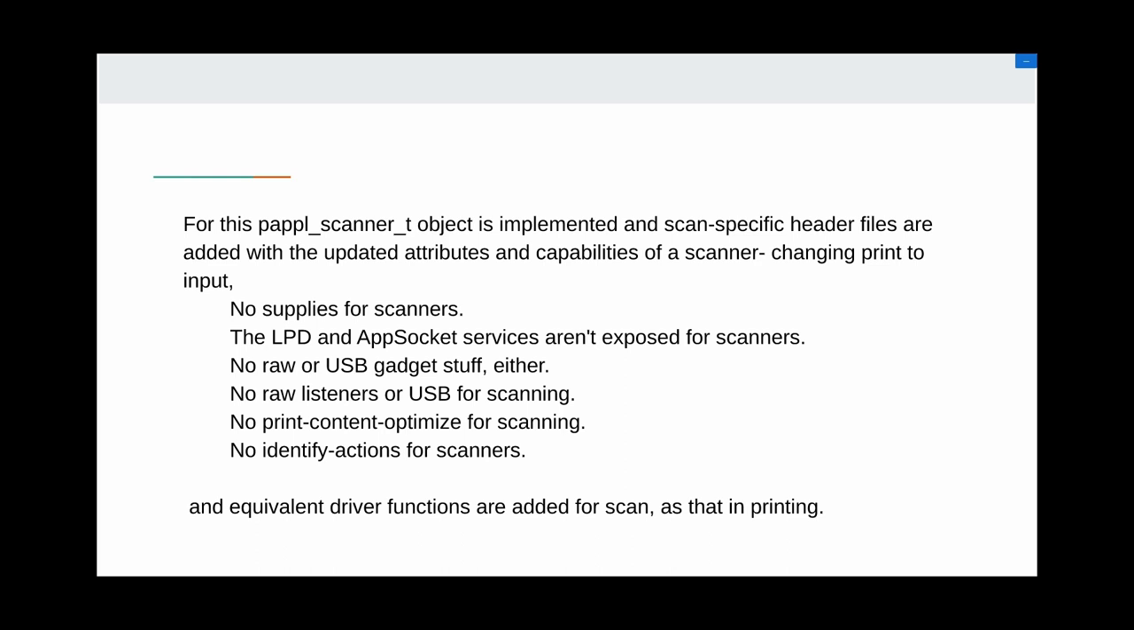And for these properties, the papplScanner_t object is implemented and scan-specific header files are added. The updated attributes and capabilities of a scanner, like changing print to input, and a few modifications in the capabilities which I came across were: no supplies for scanners, the LPD and AppSocket services aren't exposed for scanners, no RAW or USB gadget stuff either, no RAW listeners or USB for scanning, no print content optimized for scanning, no identify actions for scanners, and equivalent driver functions are added for scan, using the same backend as in printing.